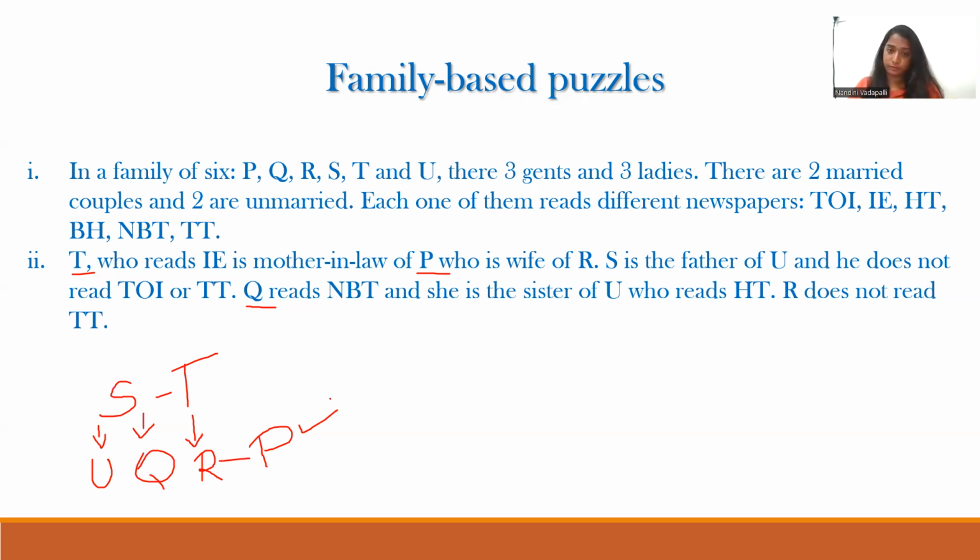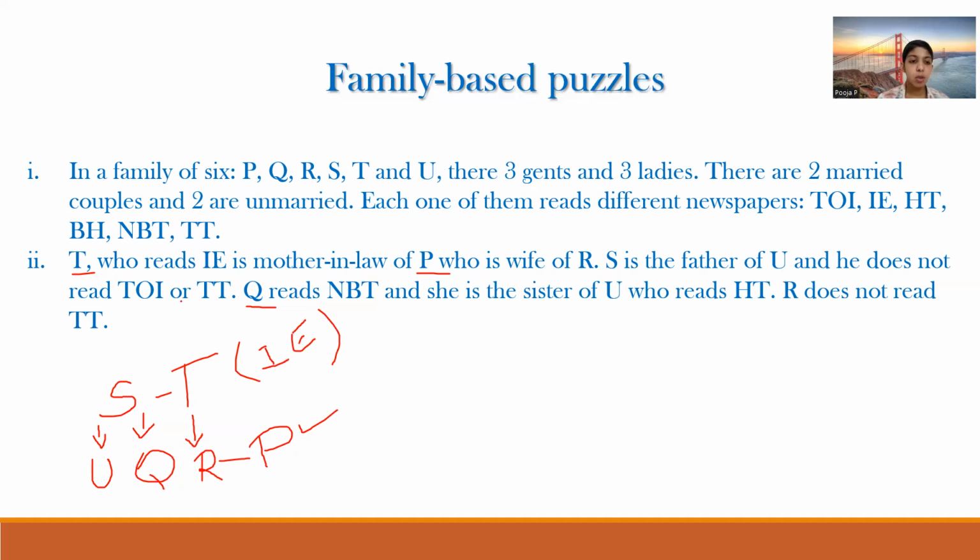Is this much clear to everybody? Yes, ma'am. Okay, so now we will start seeing who is reading what newspaper. T reads Indian Express. They all read different newspapers. That is clearly mentioned. All right. S is the father of U and he does not read TOI or TT. Okay. Q reads Navbharat Times, so it is NVT. And the sister of U reads Hindustan Times.